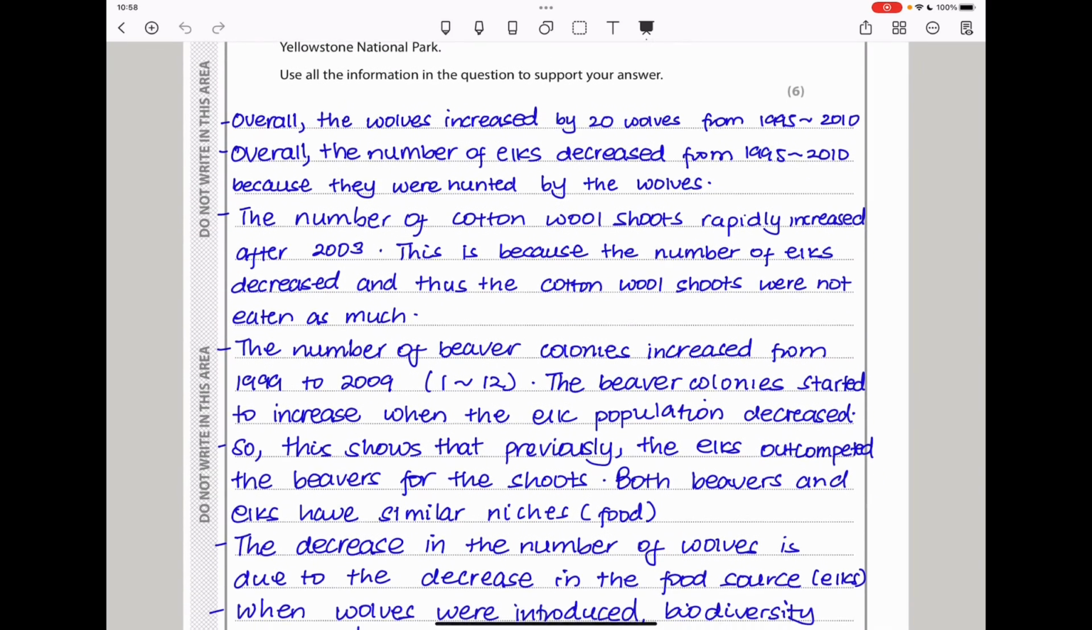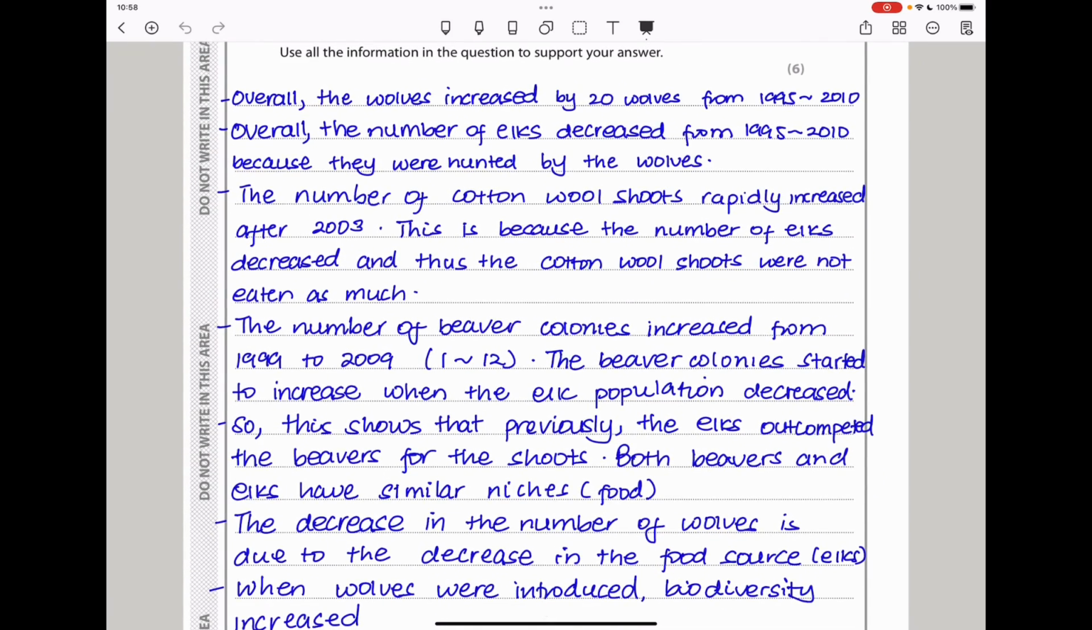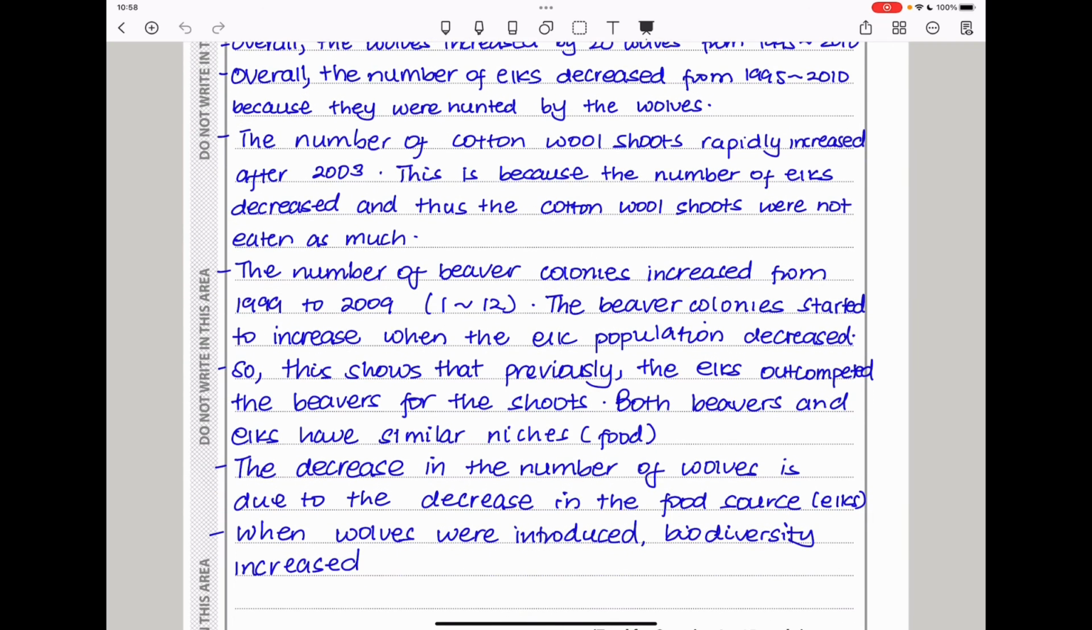Next, I say the number of beaver colonies increased from 1999 to 2009. There was an increase from 1 to 12. And the beaver colonies started to increase when the elk population decreased. That is also observed from the data. Next, this shows that previously the elks outcompeted the beavers for shoots. Remember, they feed on the same kind of thing, or they have the same niche. So meaning they can outcompete each other. One can outcompete the other and be able to survive or increase in number in comparison to the other one.